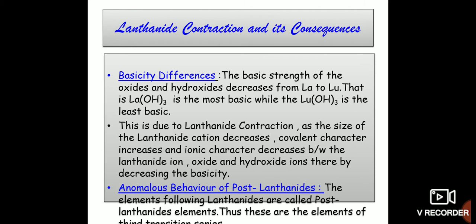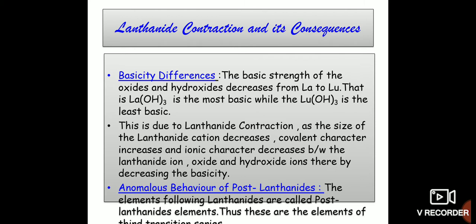That is why lanthanum hydroxide is the most basic, while lutetium hydroxide is least basic. As we move from lanthanum to lutetium, the covalent character increases and the ionic character decreases between the metal and its oxides and hydroxides. That's why there will be a decrease in the basicity of these oxides and hydroxides.